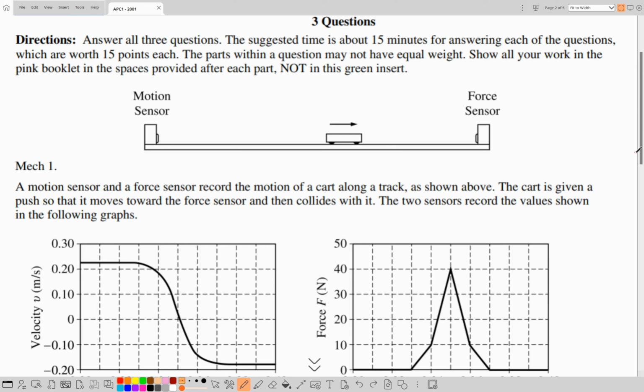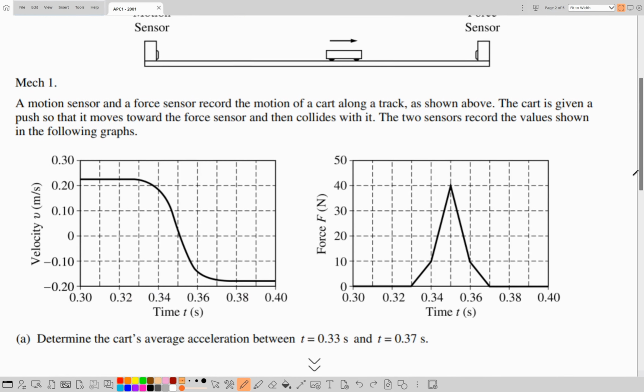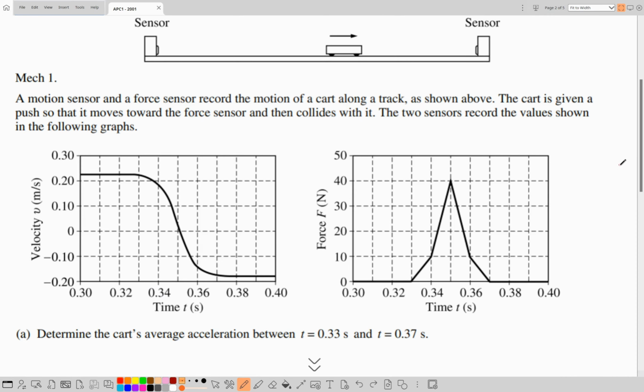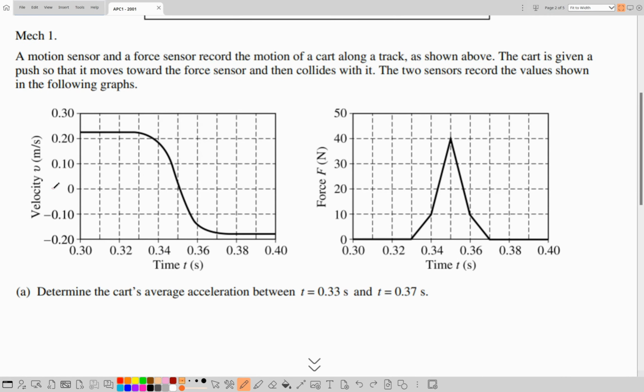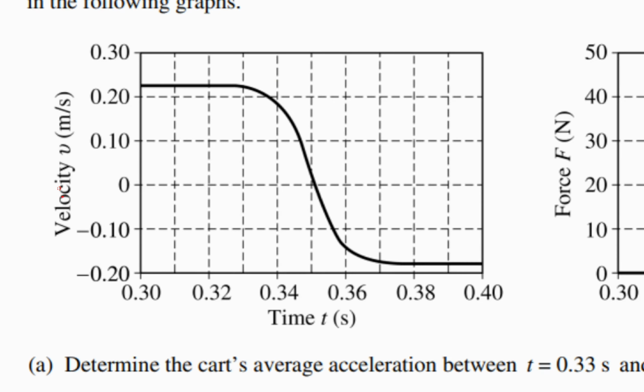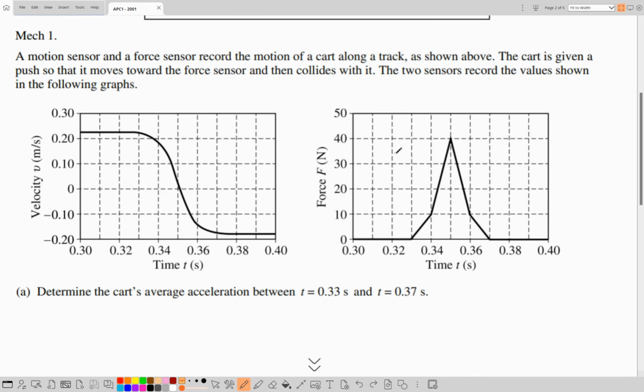A motion sensor and a force sensor record the motion of a cart along a track. As shown above, the cart is given a push so that it moves toward the force sensor and then collides with it. The two sensors record the values shown in the following graphs. In the first graph we have velocity versus time, so notice that this is velocity, which is a vector quantity. Similarly for the force.